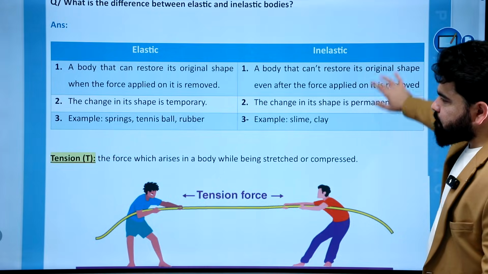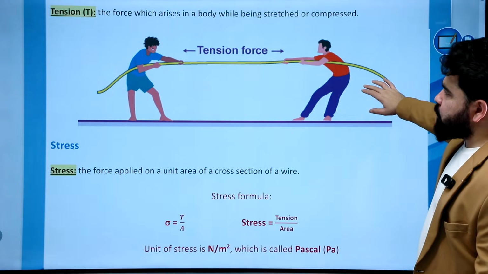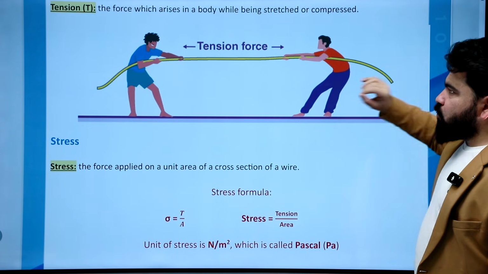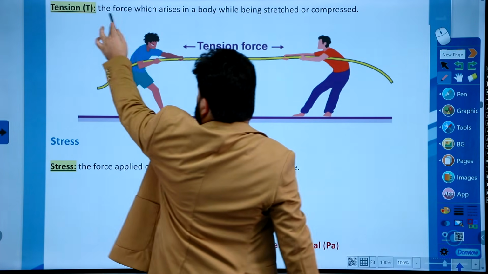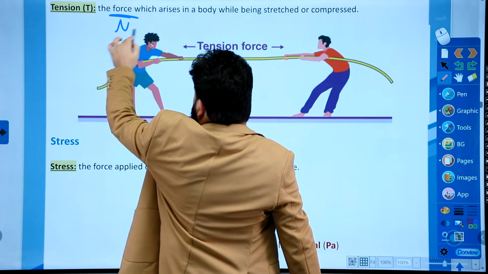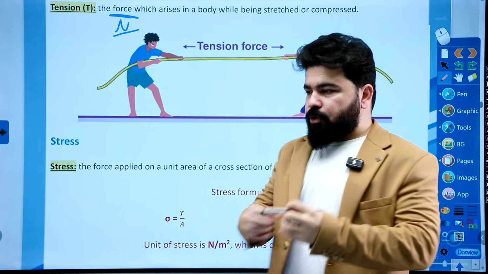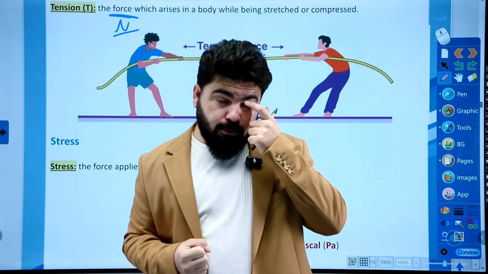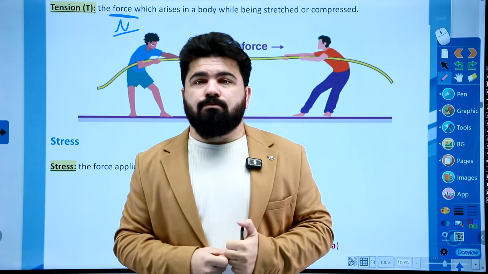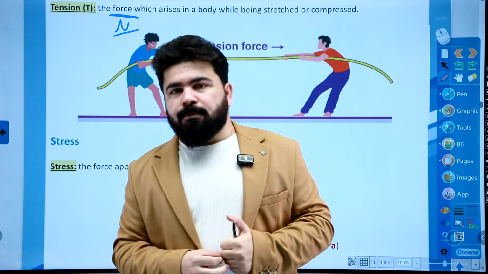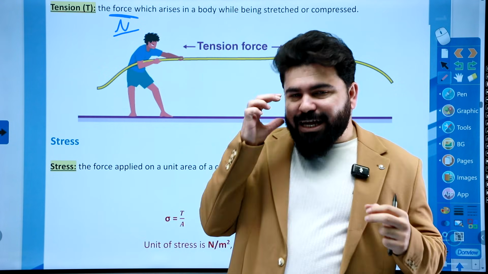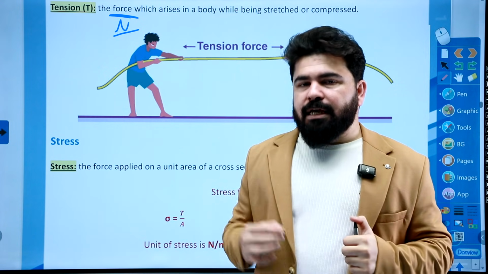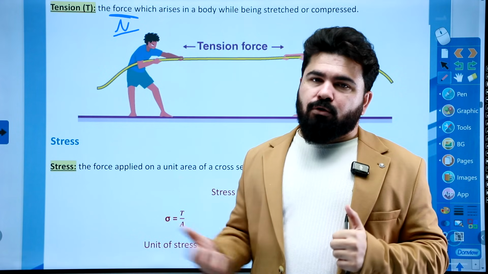We have tension, which is basically a force. Because it says force, you should know that it's measured in Newton. Tension is when you have a rope, and you stretch or compress this rope. A force arises in this rope that we call tension.